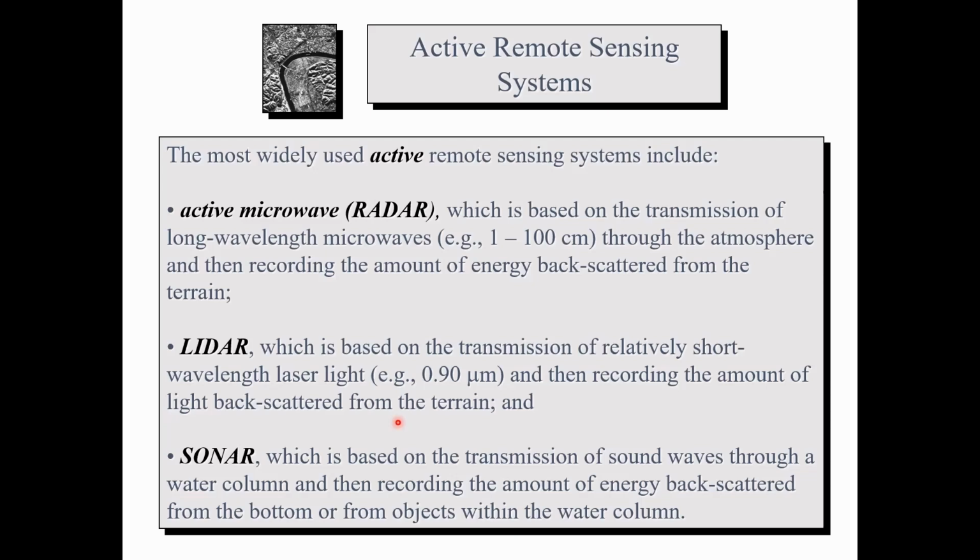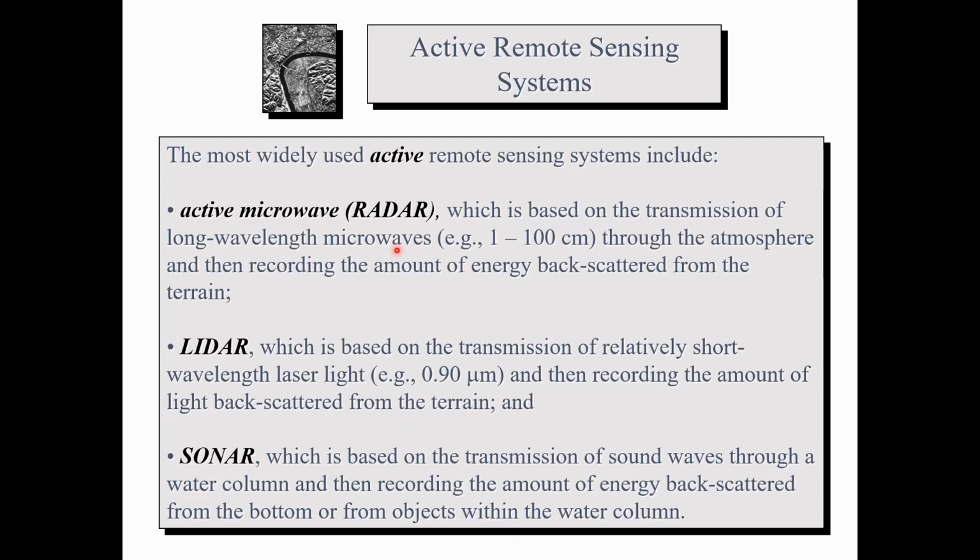Okay, so the first one, the most commonly used, is active microwave. And that is radar, okay? Standing for, in full, radio detection and ranging. So this is based on transmission of a long wavelength. The emphasis here is long wavelength microwave. And when you have long wavelength microwave, it is scattered least, okay? When the part of the electromagnetic spectrum has long wavelength, it's least affected by scattering.